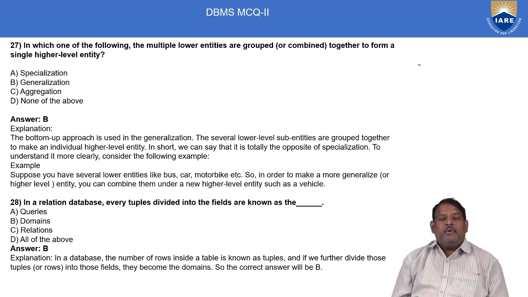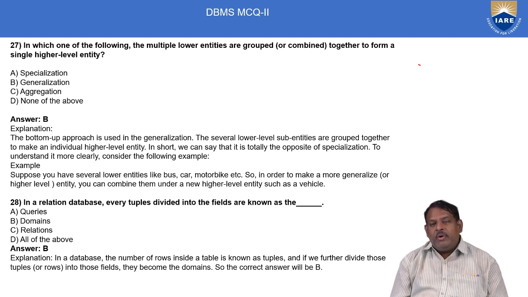Now the 28th question. In a relational database, every tuple, what is a tuple? Every row is divided into fields known as what? So we know a tuple is a row in your database. Suppose you have 10 records, then you have 10 tuples. So in a relational database, every tuple is divided into fields known as queries, domains, relations, or all of them.